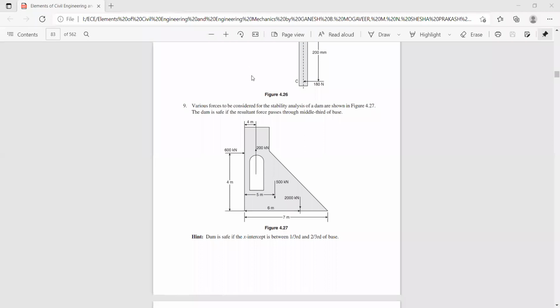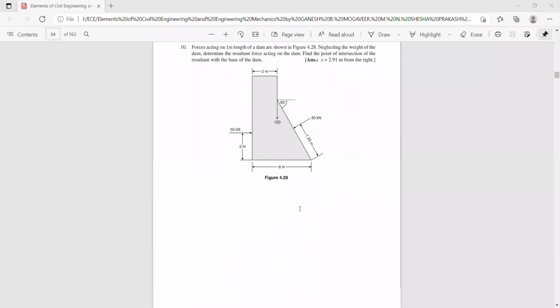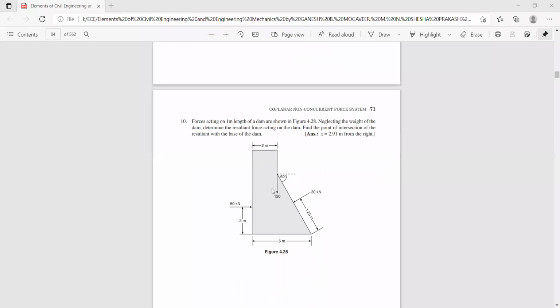Yes, sir. So last class we have discussed this problem. Let us complete this problem, which is the resultant of a non-coplanar, non-concurrent force system. Now, this is a dam structure. It is subjected to the forces as shown in the figure. So these are the forces acting on the dam. I think this we have already done. Last class we were discussing this problem.